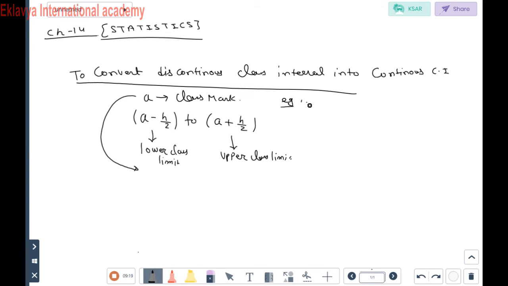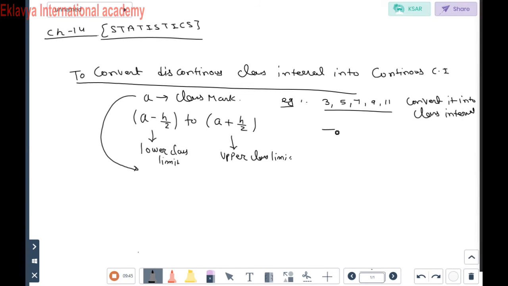For example, given to you: 3, 5, 7, 9, 11. These are the class marks. Then how will we form the class intervals? The question is to convert it into class intervals. So how will we convert? First of all, here A is 3. What is h? The difference, 5 minus 3, is 2. Then we find h by 2: 2 by 2 is 1.